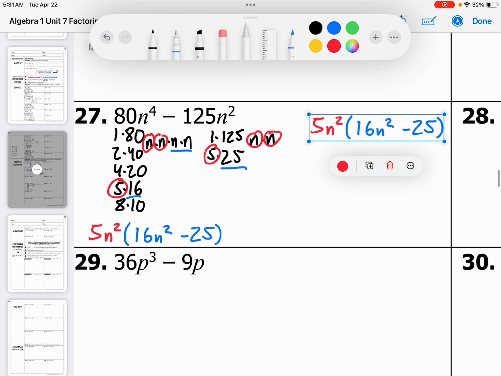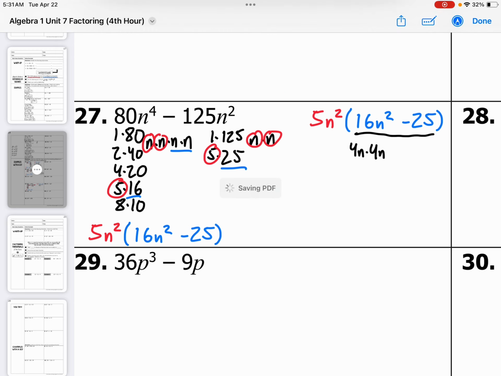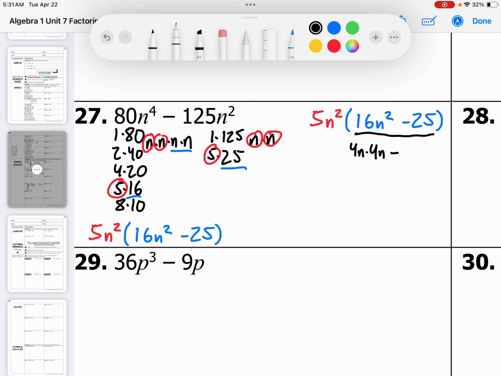So I'm bringing this over here, and then I will see if I can factor what's left over. 16n squared would be 4n times 4n minus 25, which is 5 times 5. So this gives me 4n plus 5 times 4n minus 5. And then I bring down the 5n squared.